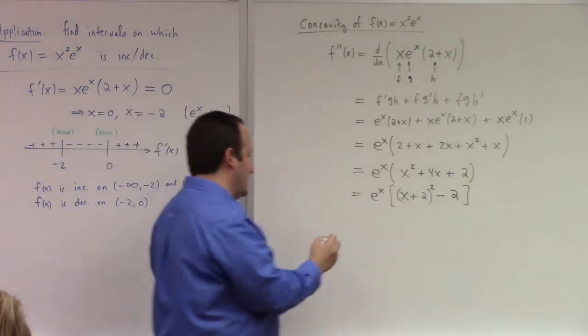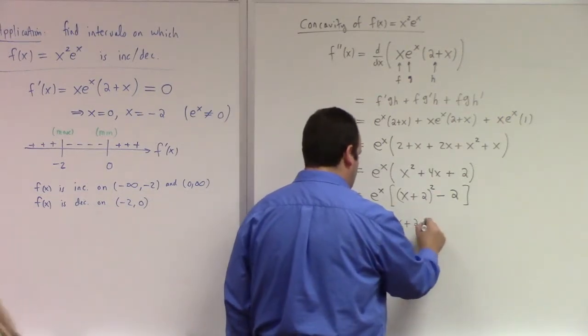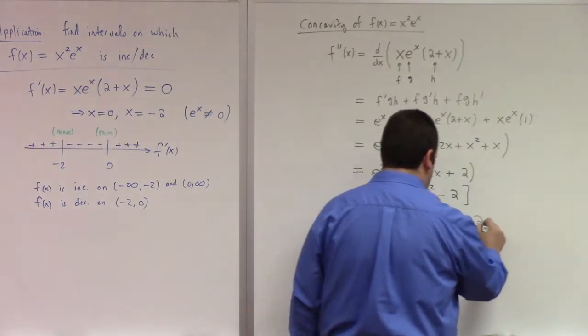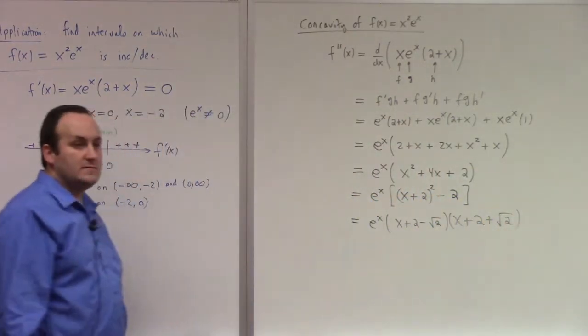And from that, I can see that I have e to the x times x plus 2 minus the square root of 2 times x plus 2 plus the square root of 2. So it does factor, it's just not nice.